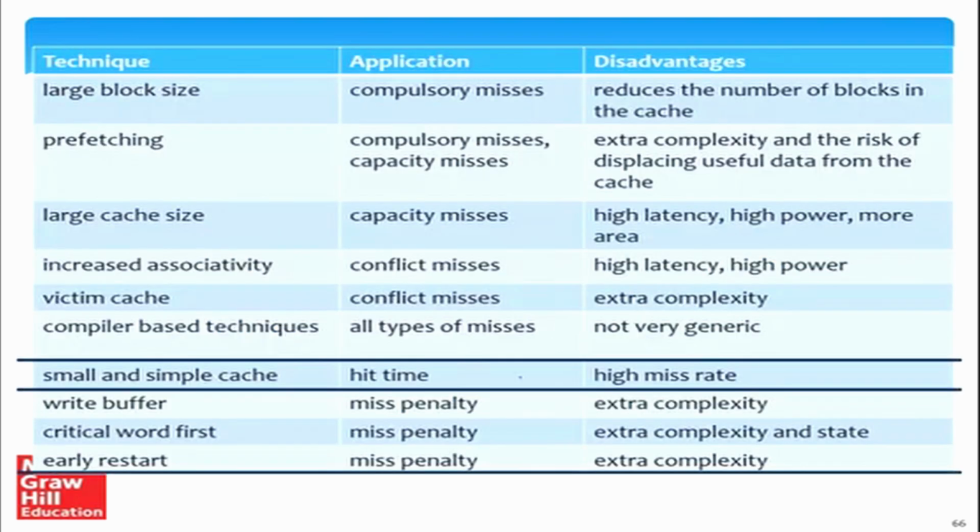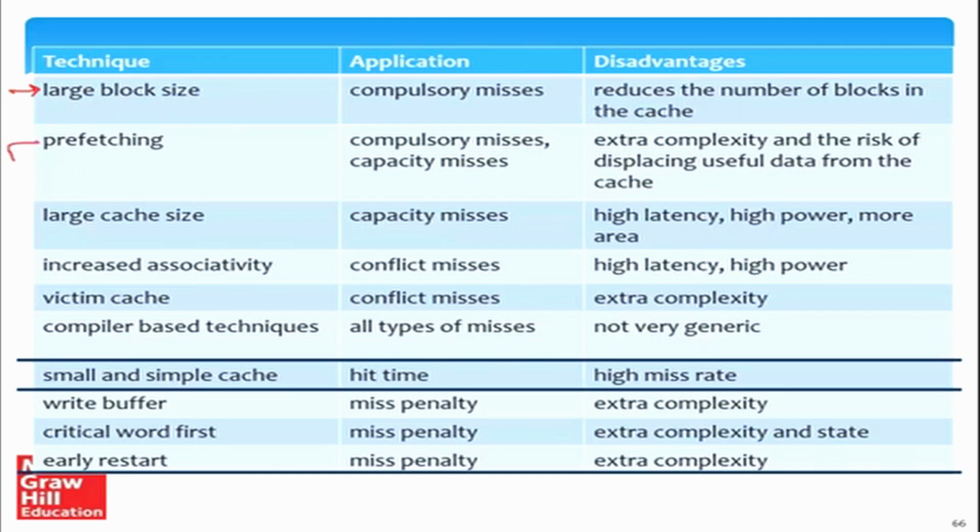So this is a simple slide that summarizes all our techniques. So this is like a one-stop place for all our techniques. So let me just go over it. For compulsory misses, we realize that the best technique is a large block size. Because if you have a larger block size, you are fetching more data at once. And because of spatial locality, some of it might be useful.